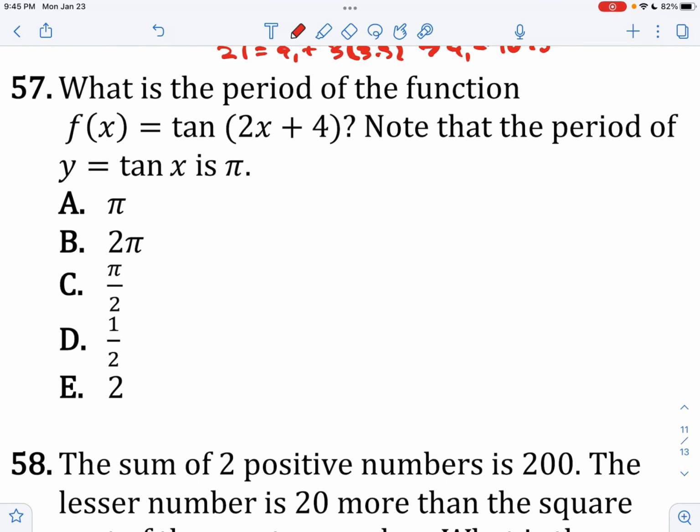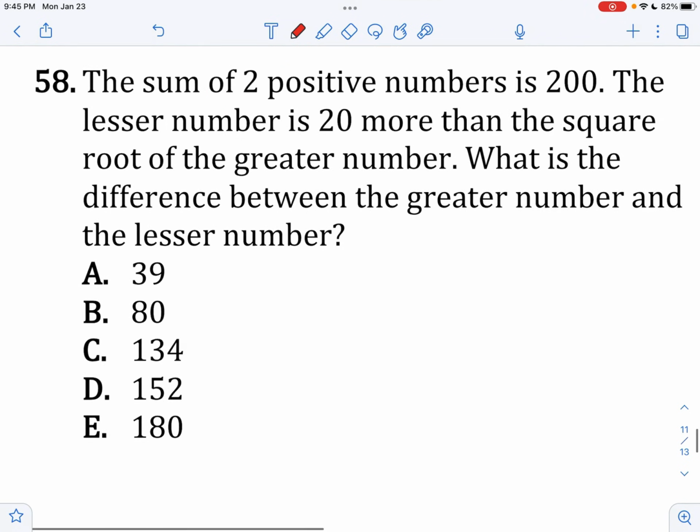It looks like the graph repeats every, so 1.142 plus 0.429, every pi over 2. Okay, so essentially this multiplier just cut the period in half. You'll notice every pi over 2 the graph repeats.